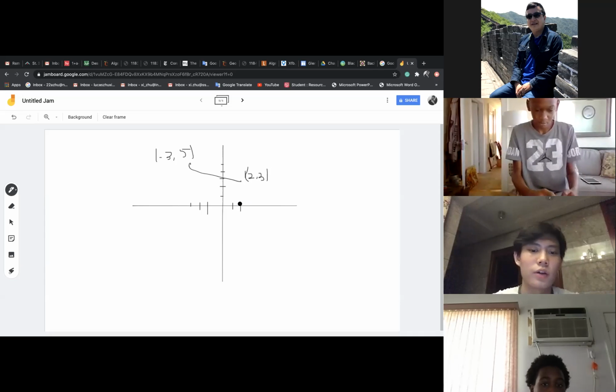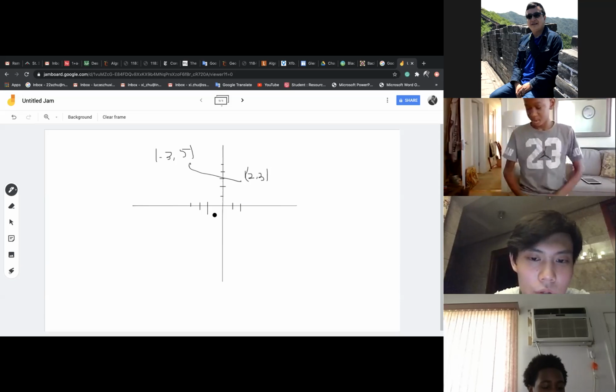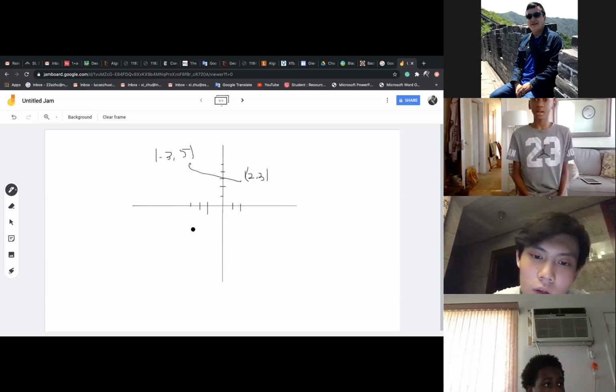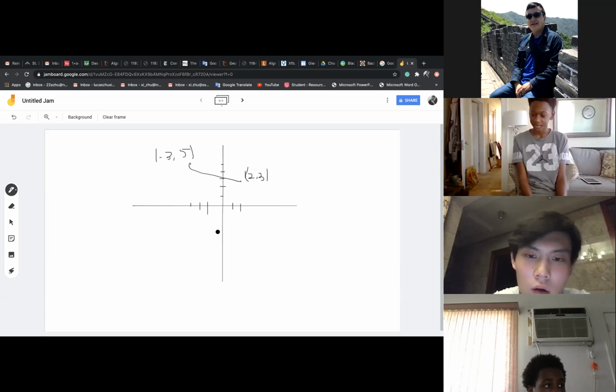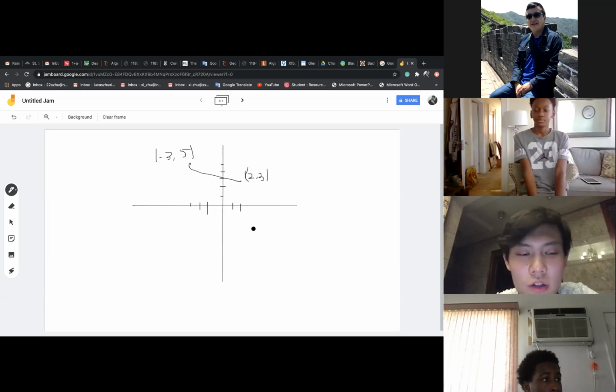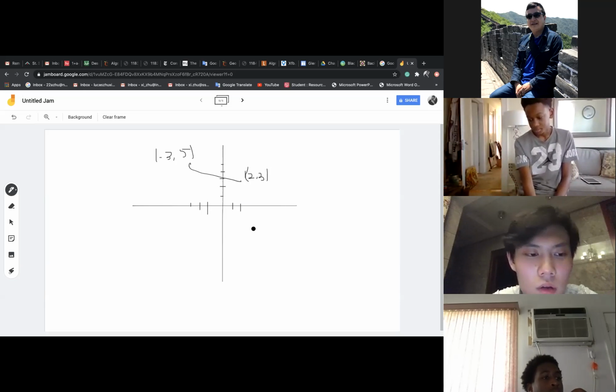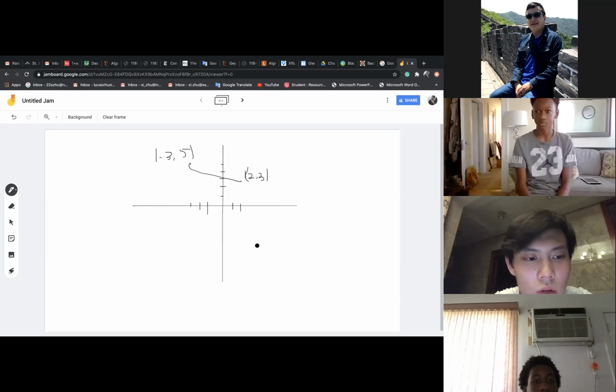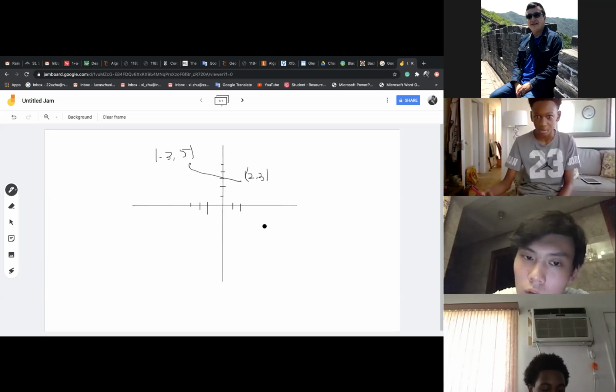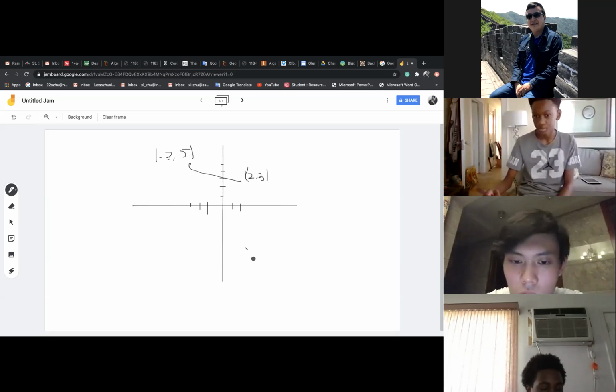Where are you guys stuck? I'm not stuck at the square root part. Okay, so what do you get in the square root? What's the number in the square root? 21? I might have added it wrong. Let's do it together.